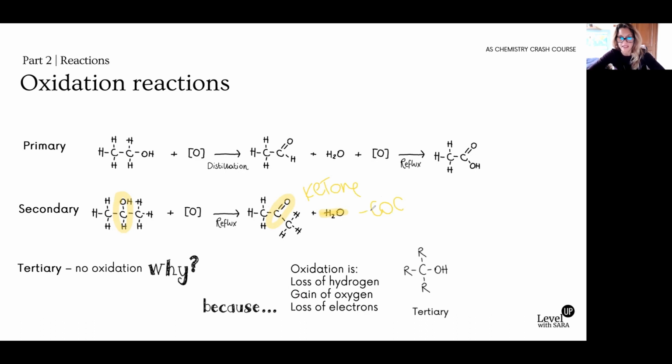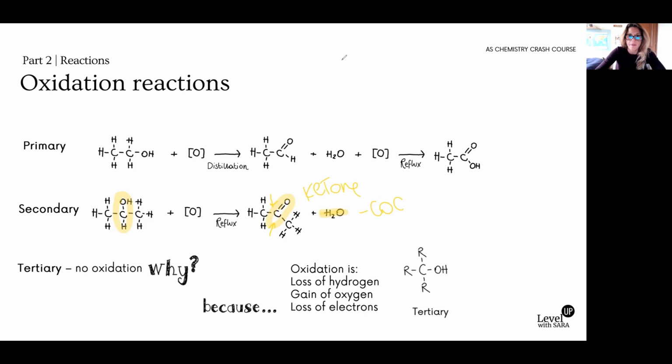COC as a ketone. So it cannot be oxidized further because notice that on the functional group, highlighted in yellow, there is no other hydrogen that can be removed. Carbon has the maximum number of bonds. That's it. That's where it stops.